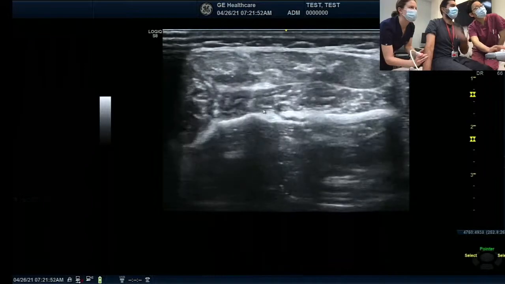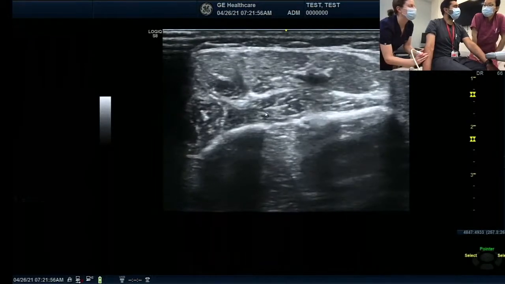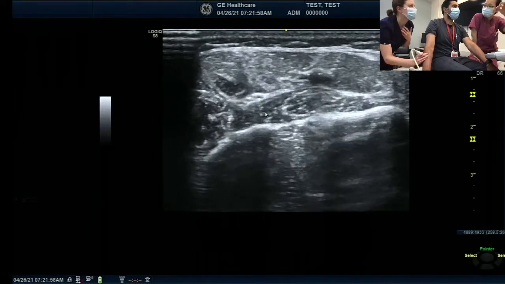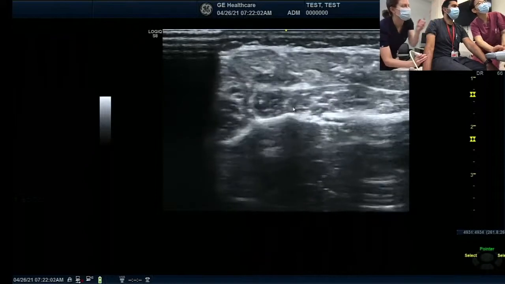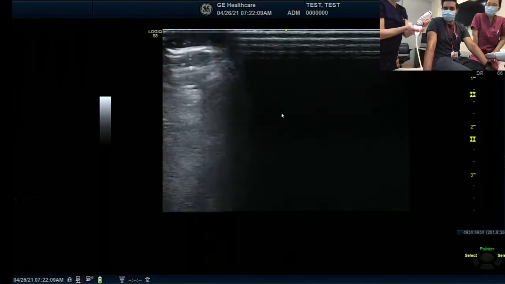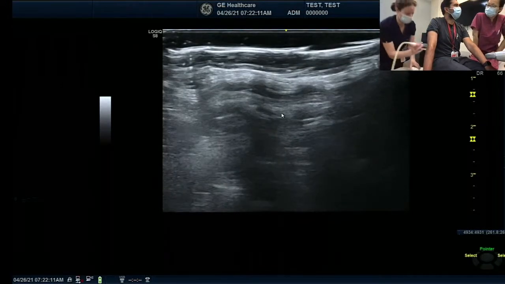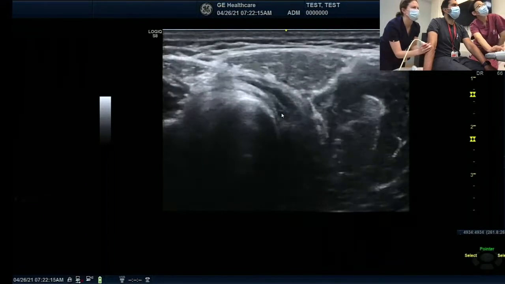So the posterior interosseous nerve is in between the EPL and APL, going to the posterior interosseous membrane here actually. Because we saw the EPL here to the left. Okay, go up and down a little faster. We were able to see AIN much easier than PIN actually. I think it's because of the positioning.